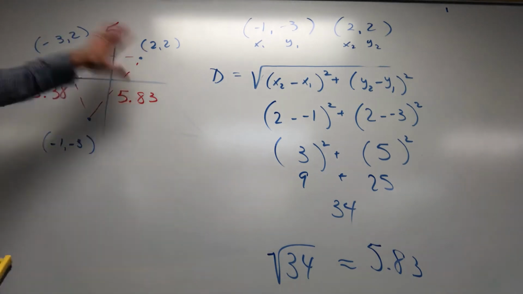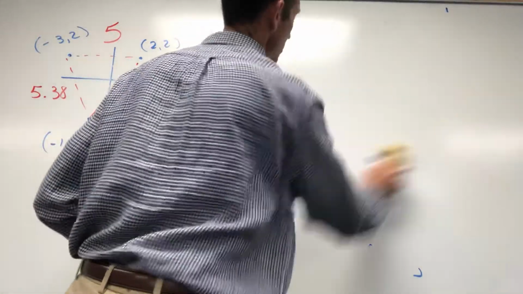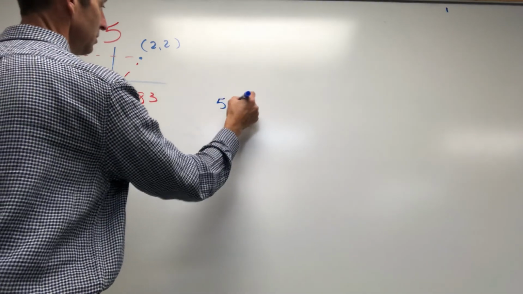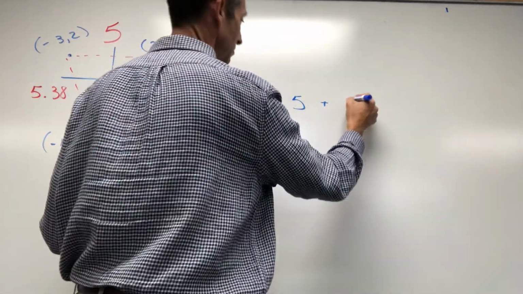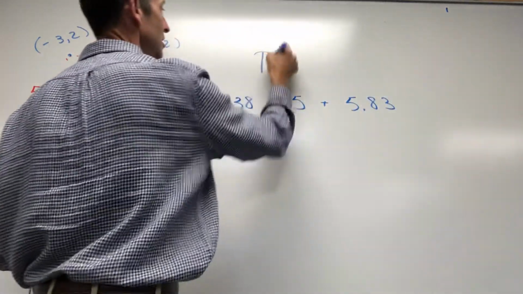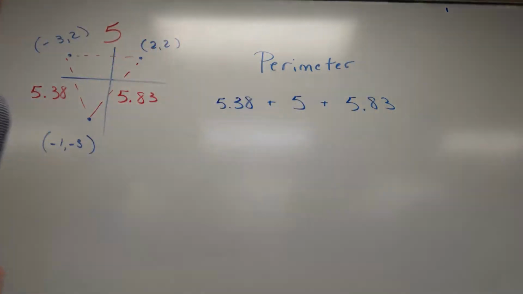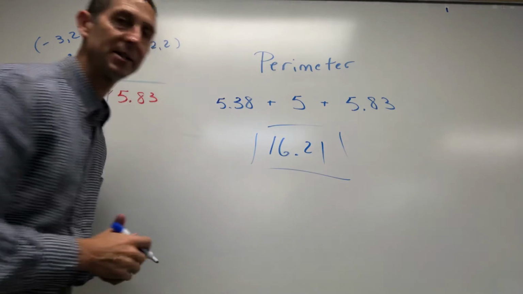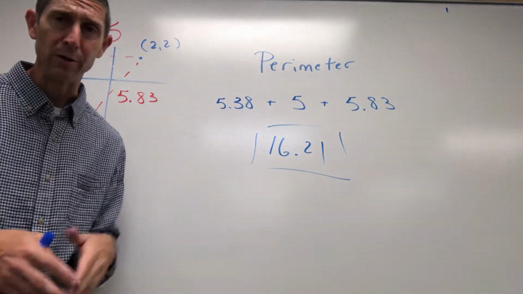Then you got to take and add those 3 numbers up for your total. So we've got to add up 5.38 plus just 5 plus 5.83. And that'll give me what the perimeter is. So we add them up, 16.21, and that's our answer.